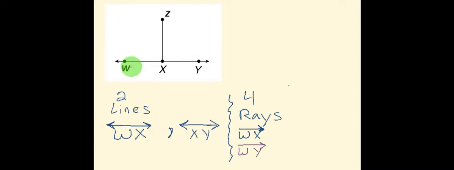Alright, the next ray we see, let's start at point X this time. Starting at X, and it passes through Y. So I'll put an X and a Y down, and there's a ray passing through those 2 points.